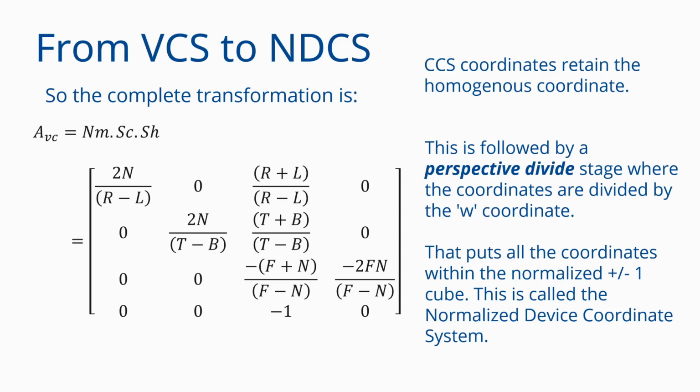Remember that we are still in homogeneous coordinates when we land in the CCS. So in the CCS coordinate system, we are still in homogeneous coordinates. We haven't dehomogenized. We haven't divided by the homogeneous coordinate yet. The reason for this is that you want to do clipping in these coordinates.